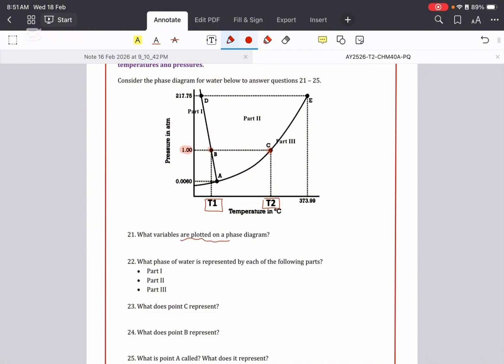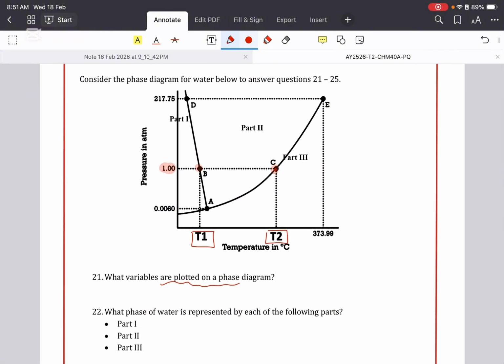So what variables are plotted on a phase diagram? In the phase diagram, we plot the pressure versus the temperature. So the variables are the temperature and pressure.